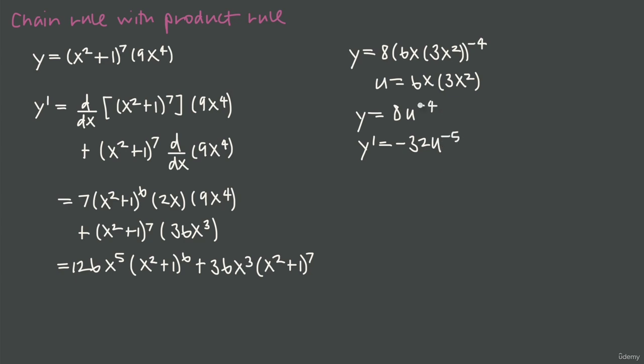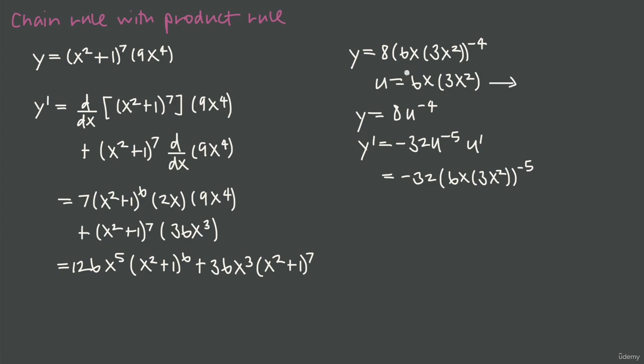But then u is representing this expression. So we have to apply chain rule and multiply by the derivative of that inside function u. Well, the derivative of u we can just call u prime. So we multiply by u prime. Now all we have to do is replace u and u prime. Well, u, we already know that value, so we get -32 multiplied by 6x times 3x squared raised to the power of -5. And then for u prime, we want the derivative here of u.